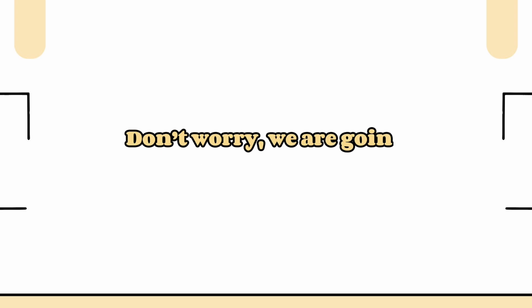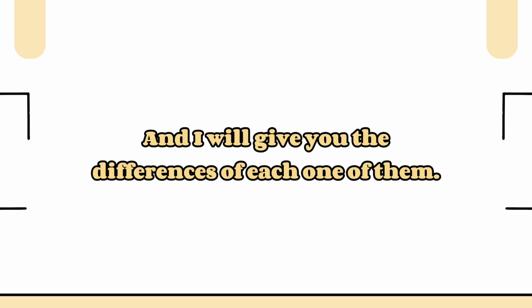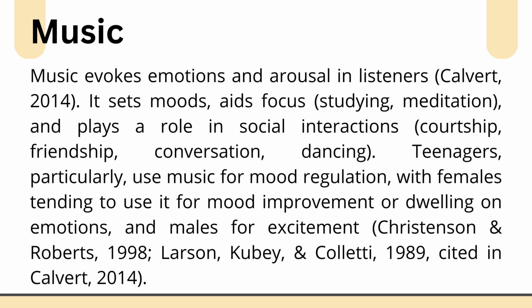Don't worry, we are going to tackle them each and one by one, and we'll give you the differences of each one of them. Music evokes emotions and arousal in listeners. It sets moods, aids focus while studying and meditation, and plays a role in social interactions, such as courtship, friendship, conversation, and dancing. Teenagers nowadays particularly use music for mood regulation, with females tending to use it for mood improvement or dwelling on emotions, while males are using music most of the time just for excitement.